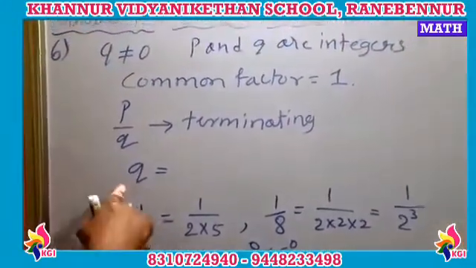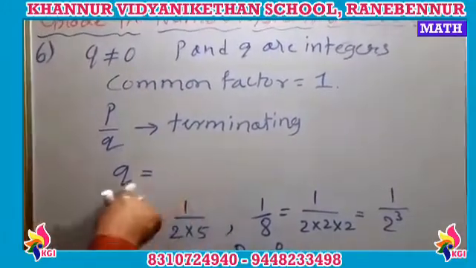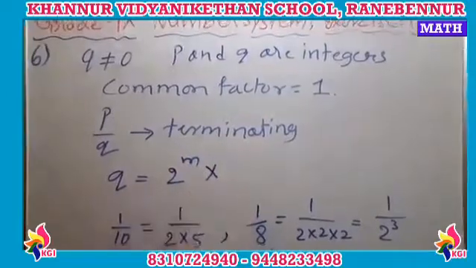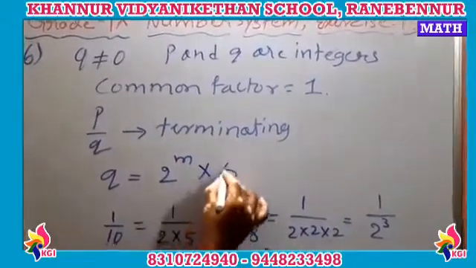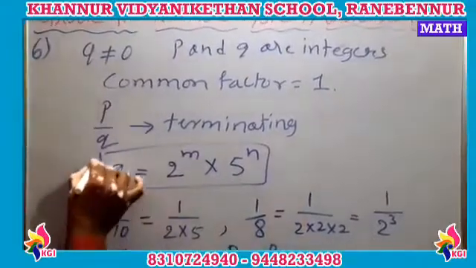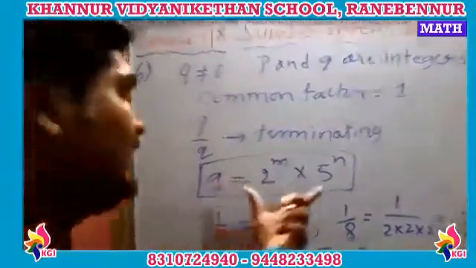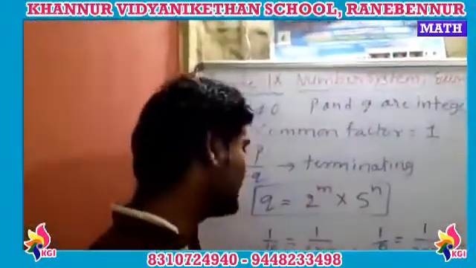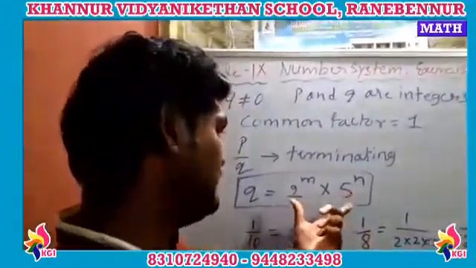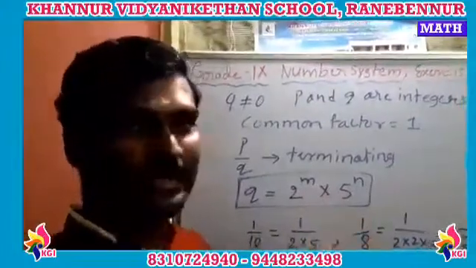So the condition is that q should be of the form 2 to the power m and 5 to the power n. Why? Because the denominator should have only 2's and 5's as powers. Okay, understood, children?